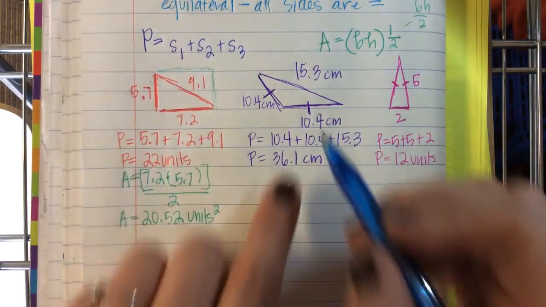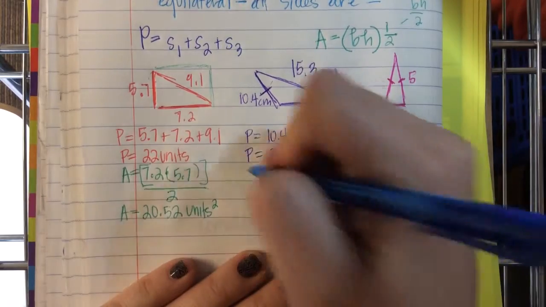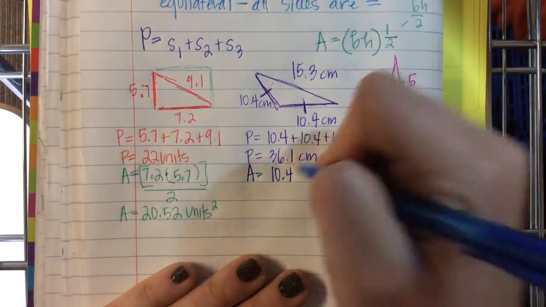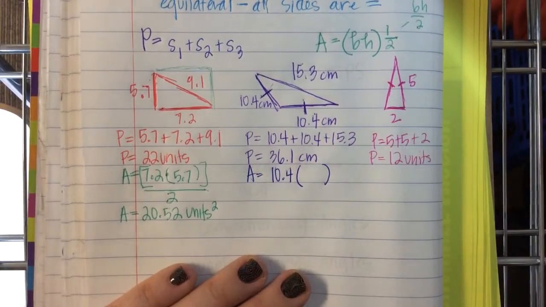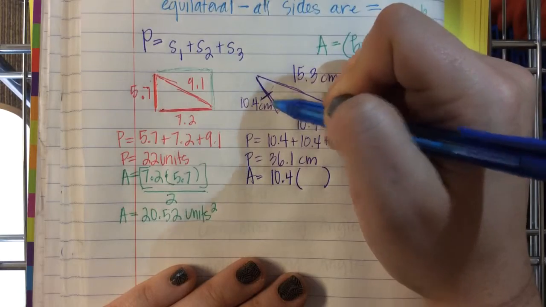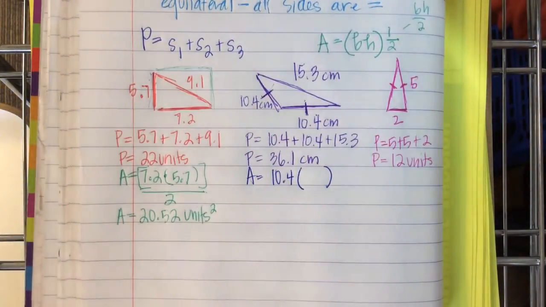All right, let's try this guy. What's the bottom of that triangle? Perfect, 10.4 centimeters. Times, how tall is that? No, that's on a diagonal. The height is straight up and down. You don't measure yourself like this.